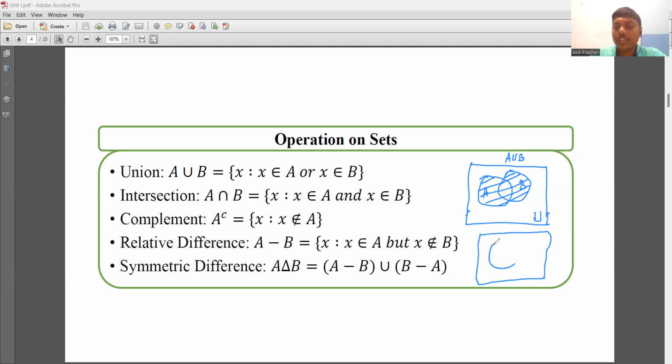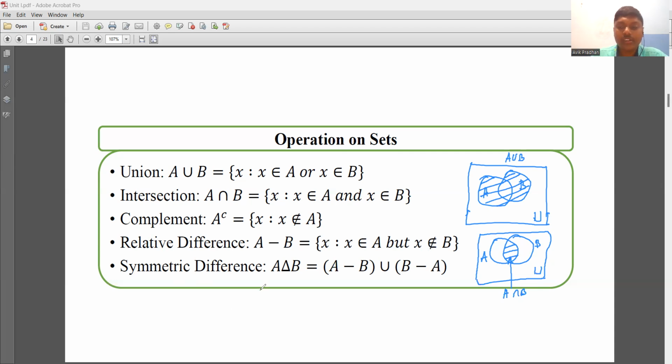Now let us think about A intersection B. What do we mean by that? This is my A set, this is my B set. A intersection B is going to be this common portion of A and B. This is my universal set, and A and B are both subsets of it. So the intersection part, the common part of A and B, represents A intersection B.